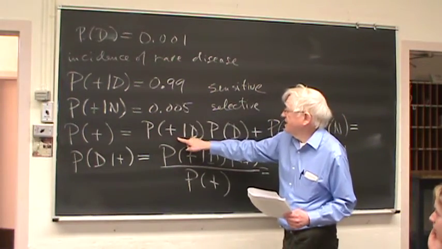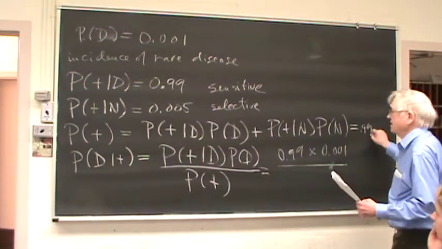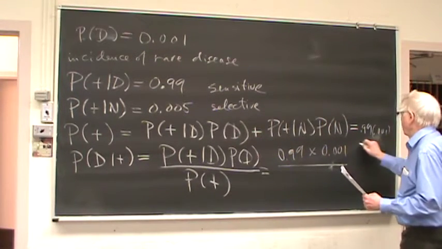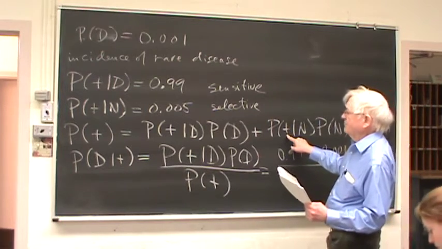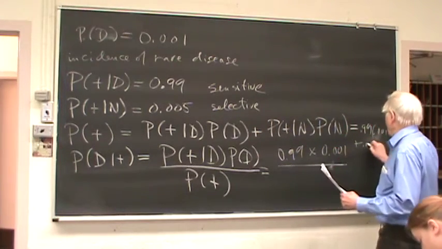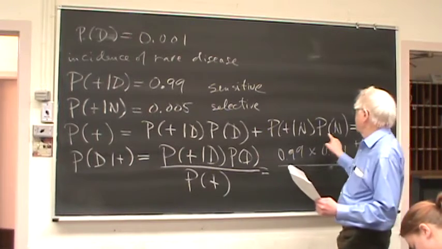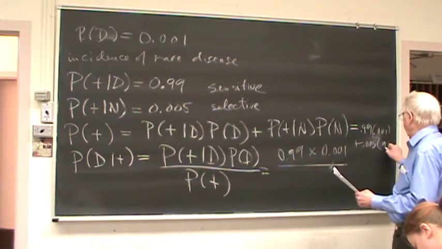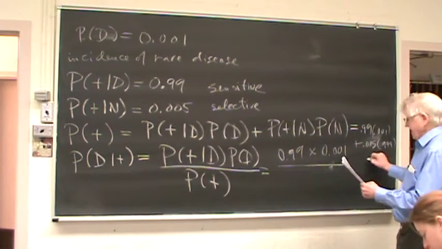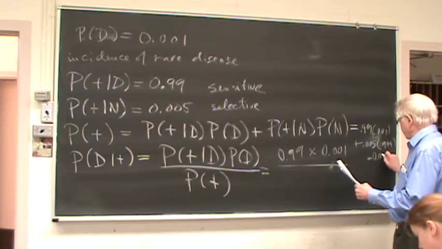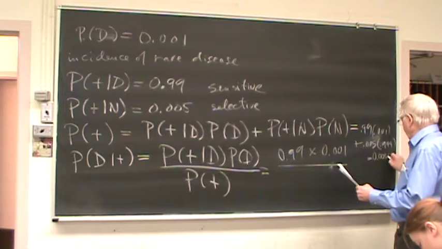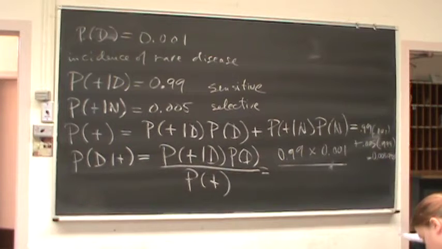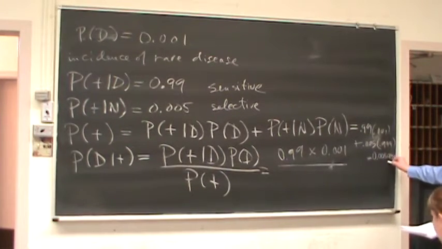is P of plus given D, which is 0.99, times the probability of disease, which is very small, that's 0.001, plus the probability of positive given not diseased, 0.005, times the probability of not diseased, which is 0.999. And altogether, this is 0.005993.